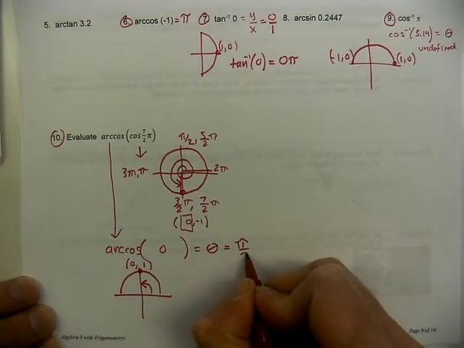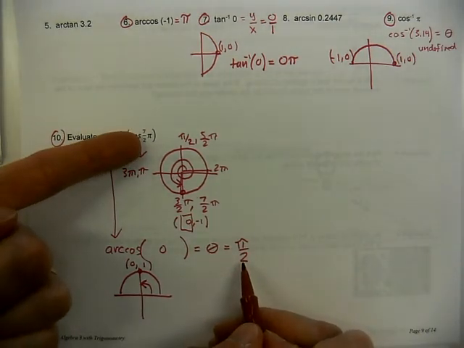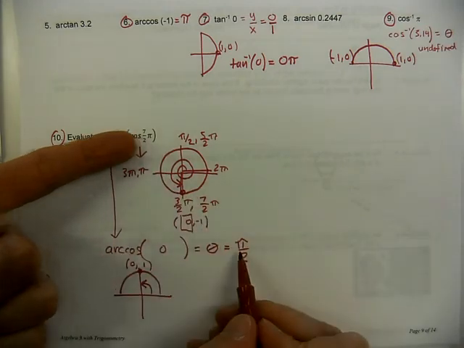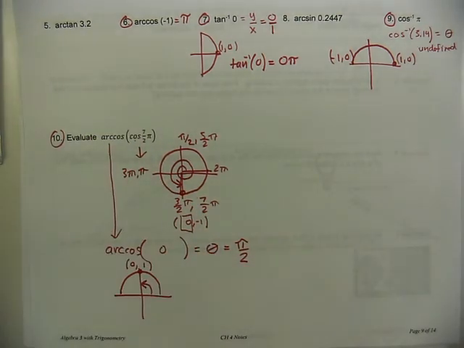Positive pi over 2. So notice the answer that we have is not the same as the angle that we started with. So in other words, don't just assume that cosine and the inverse just cancel themselves out when you're on the unit circle, because we are restricting the domains. We're restricting the quadrant, and that impacts the domain that we're allowed to use.